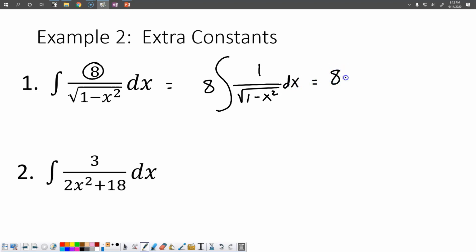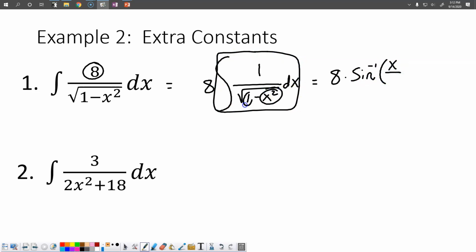So we have 8 times, and then we're going to do our integral of this, which is arc sine of the square root of that over the square root of that plus c. So the 8 just kind of goes to the front and sits there. And just so you guys know, we don't need to write x over 1, because x over 1 can be simplified to just be x. Okay? Let's go ahead and take a look at this next one here.